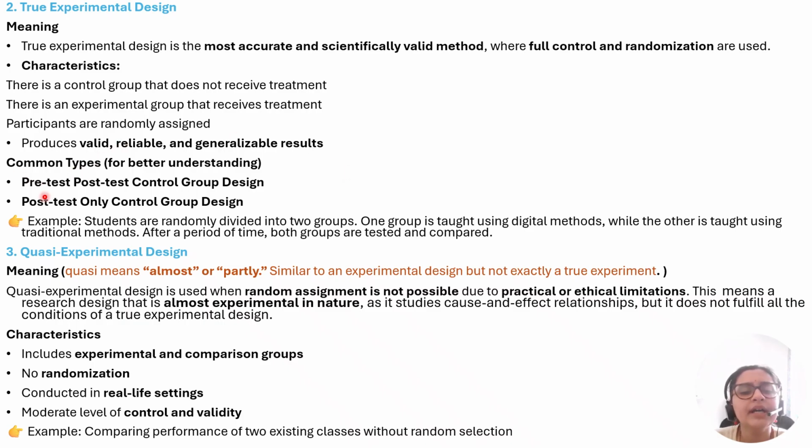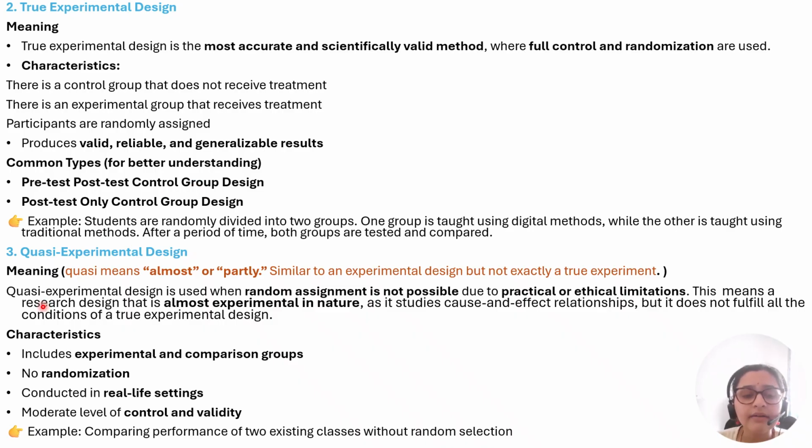What are the common types? Pre-test, post-test control group design. That is, before and after testing will happen. Post-test only control group design. That is, only after the experiment are the results observed. An example of this true experimental design is students are randomly divided into two groups. No pre-allocation, simply they are allocated into two groups. One group is taught using digital methods, while the other group is taught using traditional methods. After a period of time, both the groups are tested and compared for the results. This example will give you clarity.